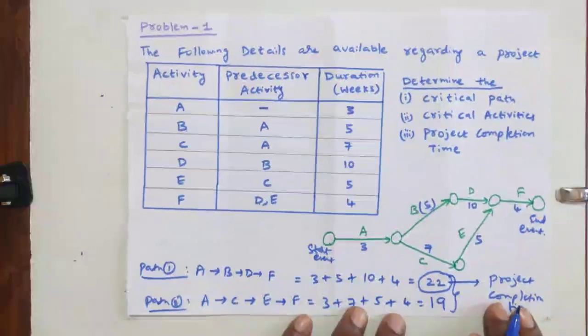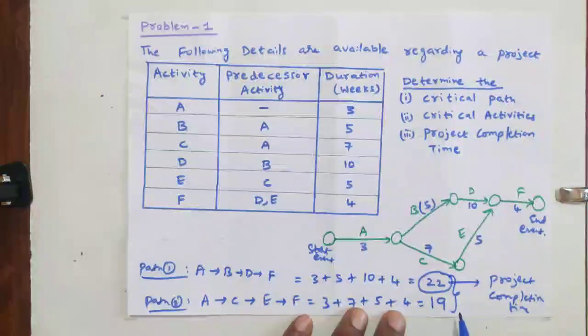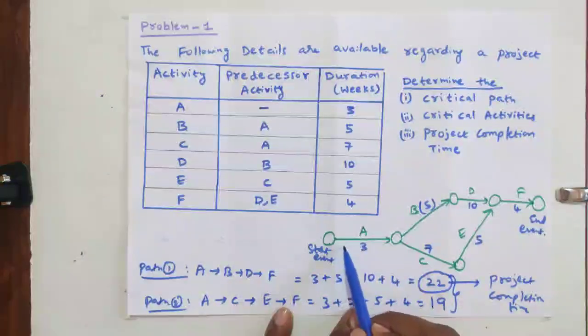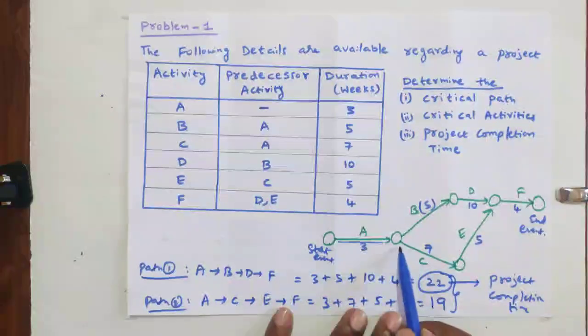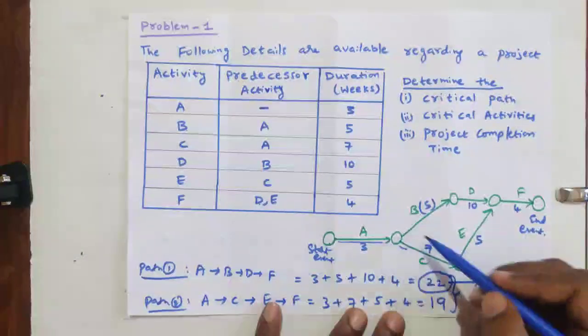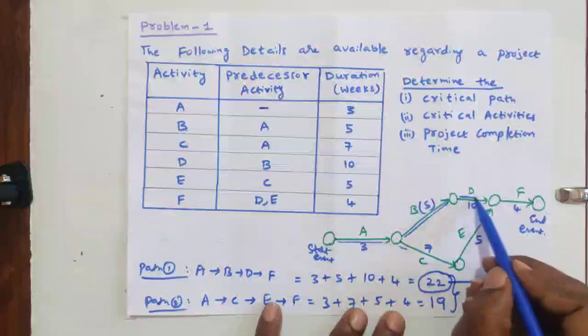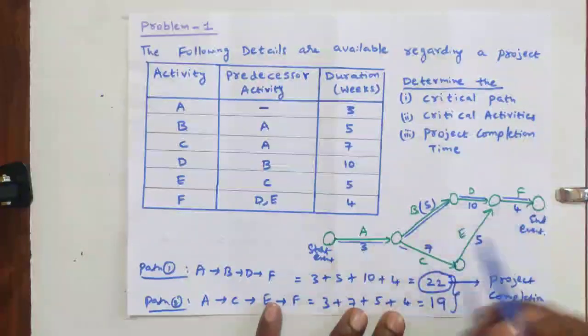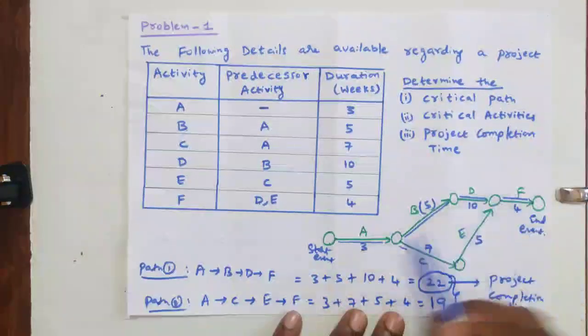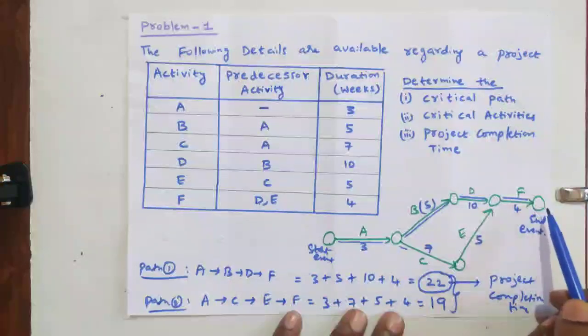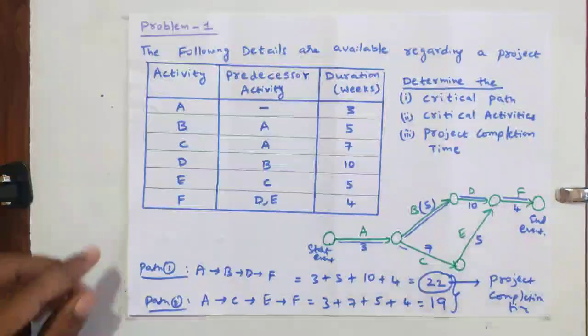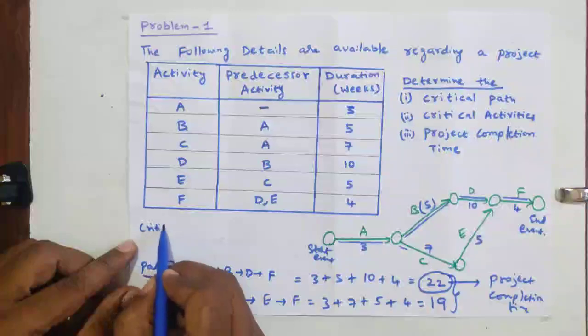Whichever is highest among the paths, that we will call the project completion time. If you see here, path 1 is the highest: A, B, D, F. This A, B, D, F path is the critical path. We will call this the critical path.